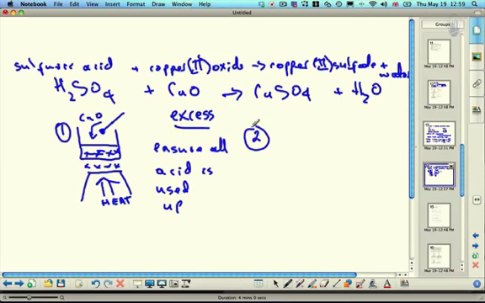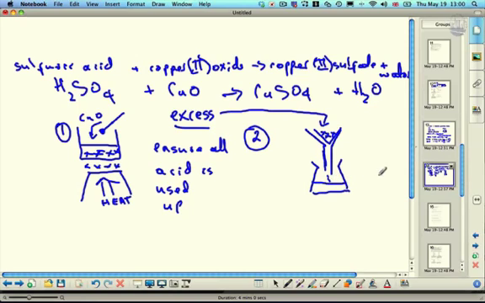The second part of what you do is you filter. Filter funnel, conical flask, filter paper, and as you filter, the excess copper oxide remains up here. The filtrate which comes down here is the copper sulfate solution.